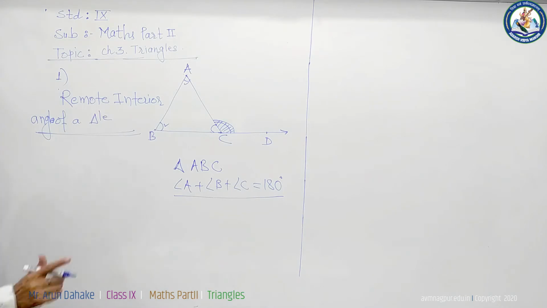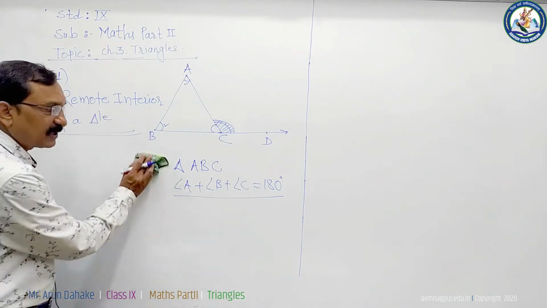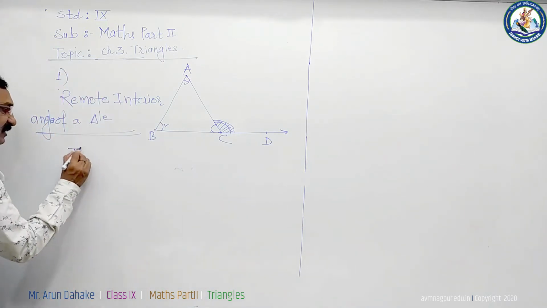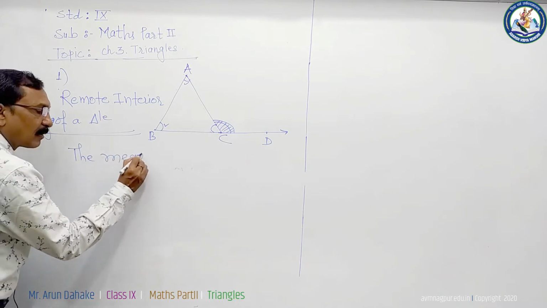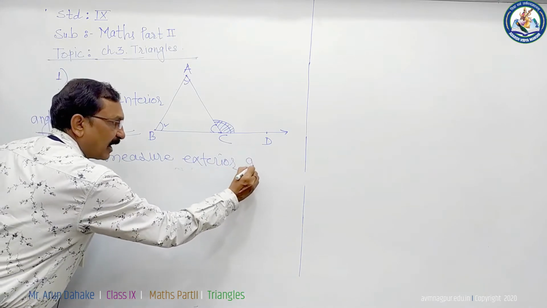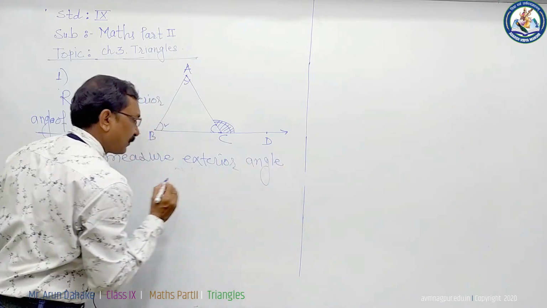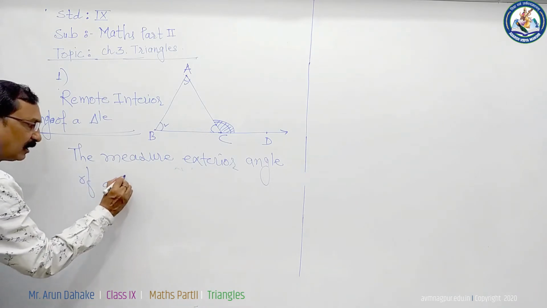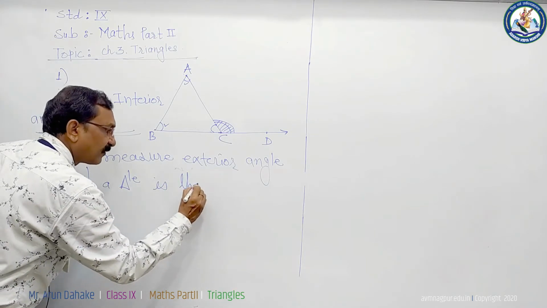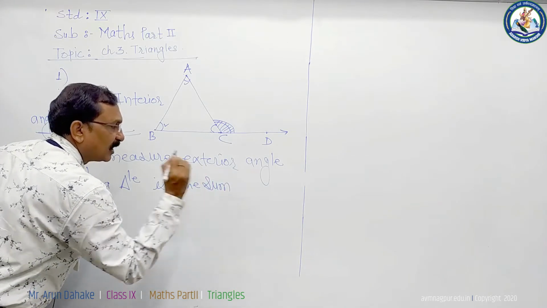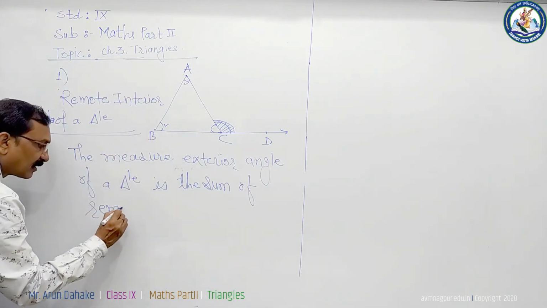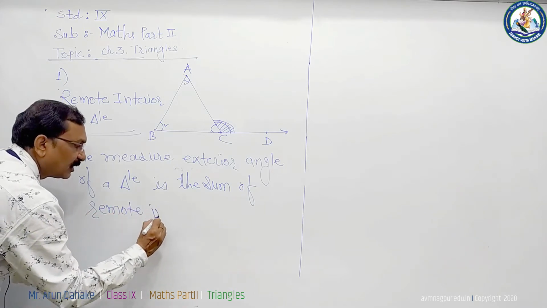Then what is the statement of this theorem? The measure of an exterior angle of a triangle is the sum of the remote interior angles.